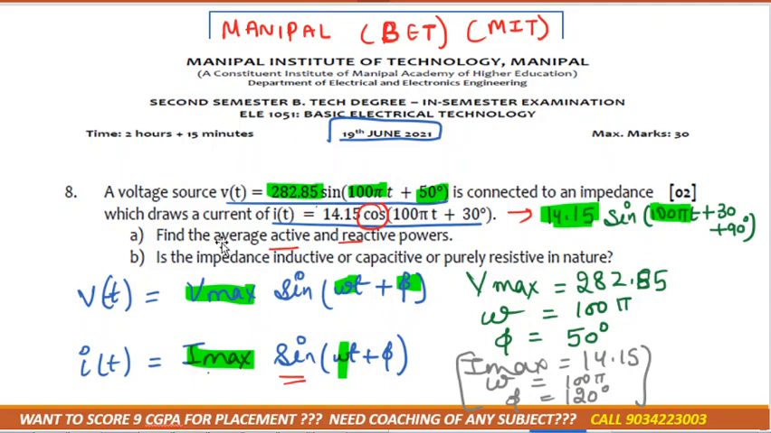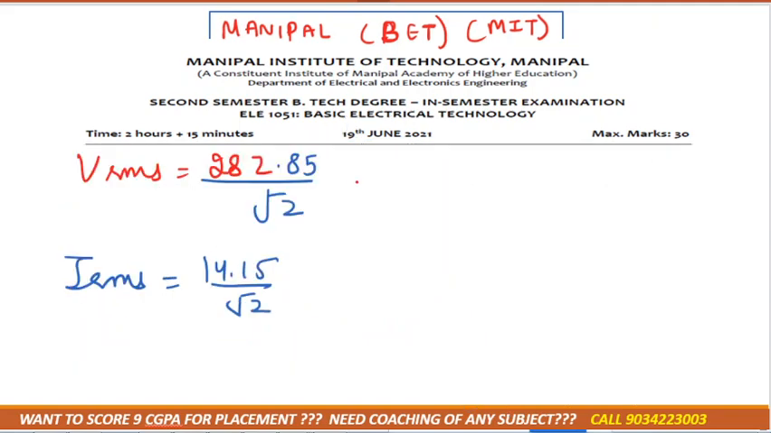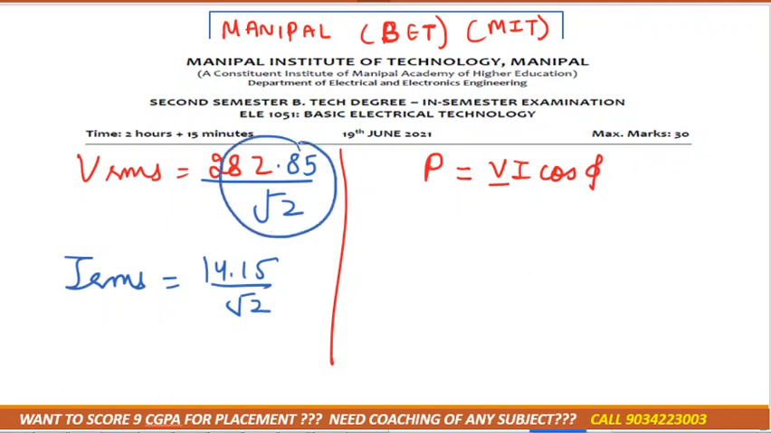So now what they have asked: find the average active power and reactive power. Basically they'll ask you the power. Power formula is VI cos phi, active power. Voltage we know, this is the voltage value. Current we know, this is the current value. But phase angle we don't know. How can we get the phase angle?